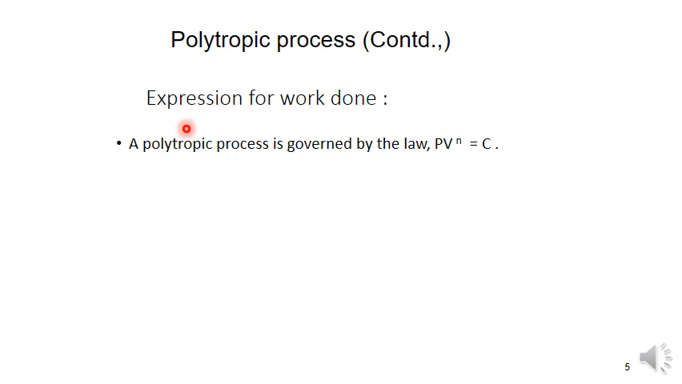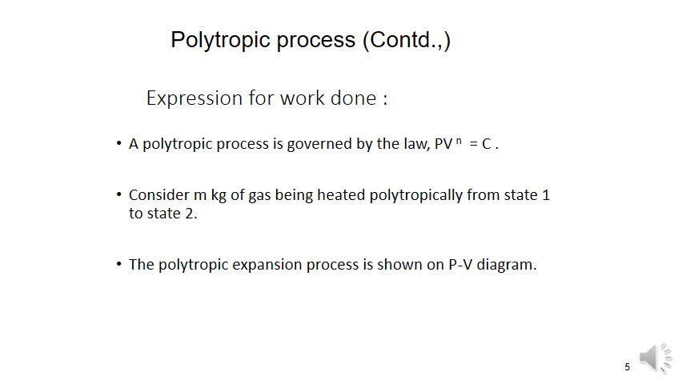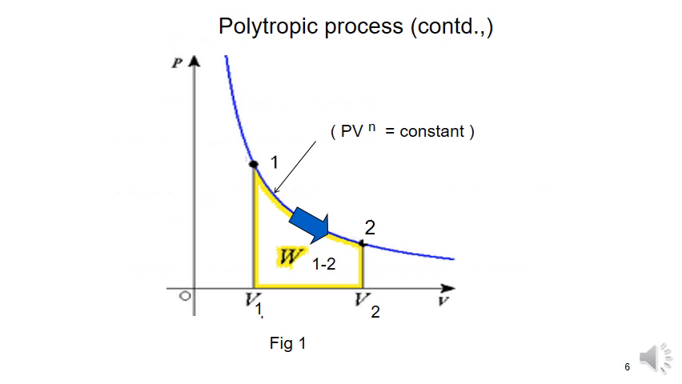So we are considering the mass m kg of a gas at conditions P1, V1, T1. The conditions change to the next state P2, V2, T2. According to the law, what is the law? PV^n is equal to constant. So the work done is equal to P1 V1 minus P2 V2 by n minus 1.